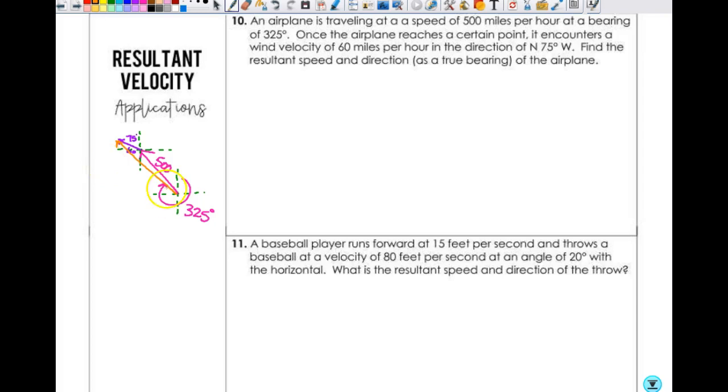So we have the pink and the purple information. We are looking for the orange, okay? So let's look at this. We've got the airplane. So I need the plane's theta and I need the wind's theta. So for the plane, where this is 325, I want you to see if you can come up with theta. I'll give you a second to think about that one.